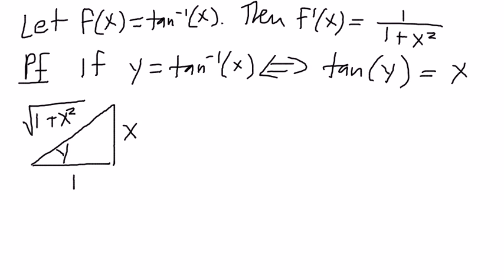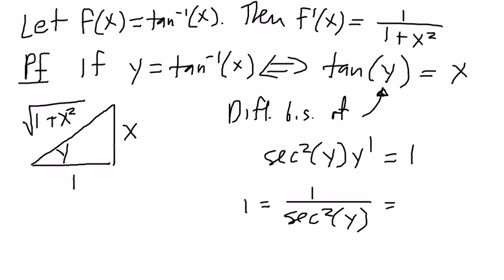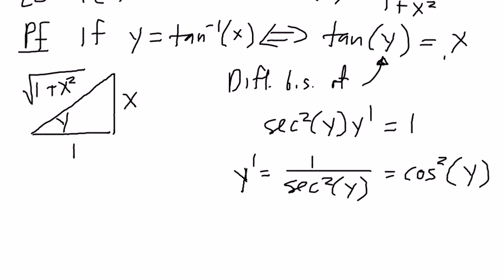Okay, so if we differentiate both sides of this equation, we'll have secant squared of y times y prime is equal to 1, which means y prime is equal to 1 over secant squared of y, which is also cosine squared of y. Y prime is cosine squared.